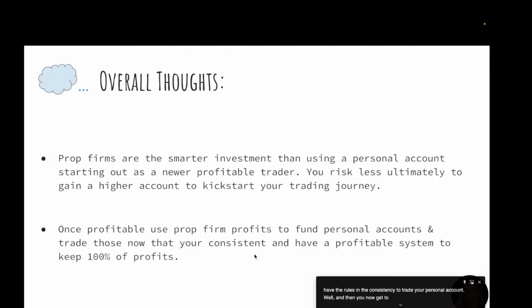And then you now get to have 100% of your profits, and you get to have all the freedom that you would want that comes with trading with the broker of your choice. And these are things that you get to pick now. You can still trade your funded accounts on the side.